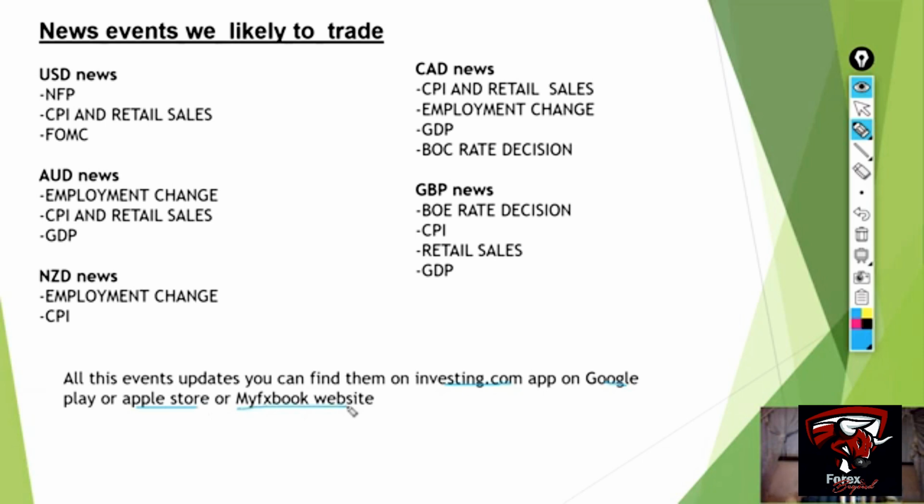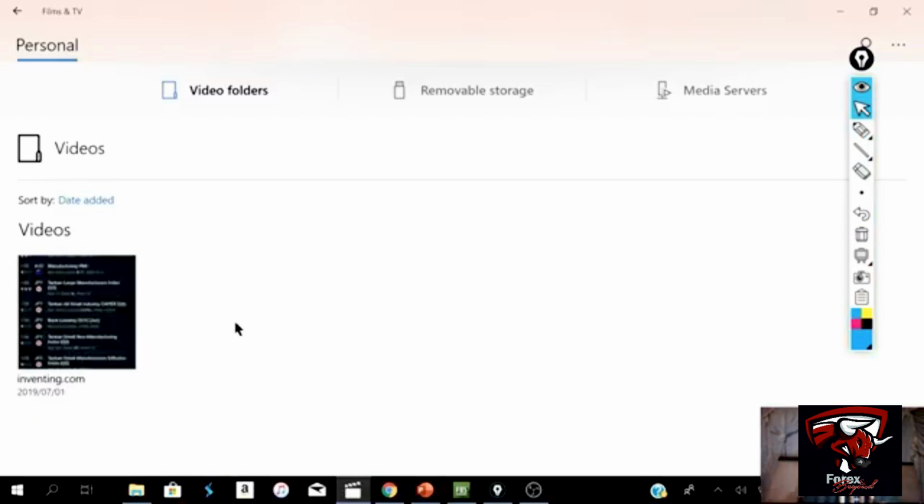Now, I want to show you guys how to actually set up your investing.com app to only have high impact news. So without any waste of time, guys, let me show you what I'm talking about. Right here, I have a clip showing you how to set up your investing.com app to only have high impact news. In order to have high impact news in the investing.com app, you need to make sure you have only 3 bulls. So 3 bulls in this investing.com app represents high impact news.